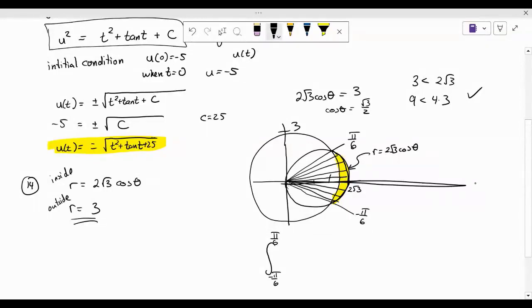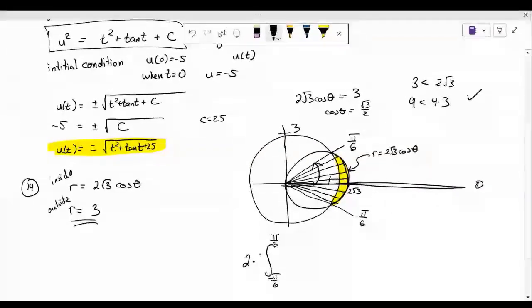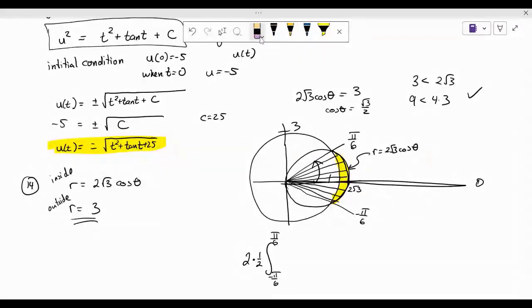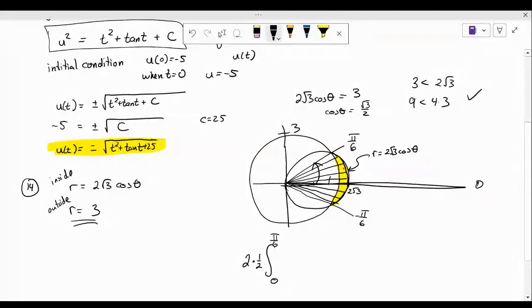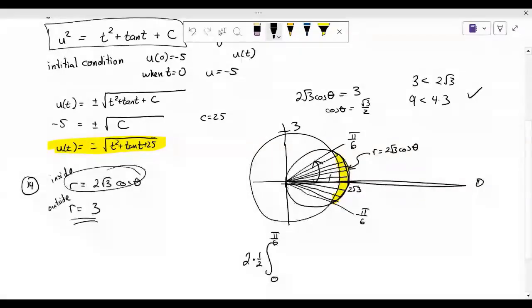So we can just find half the area and then double the result. Let's do that. So we can integrate from theta equals 0 to pi over 6 and then double the result. And it's 2 times the formula for the area. And we're using the r corresponding to the farther away r values. Okay, and then we're going to take away the inside stuff.